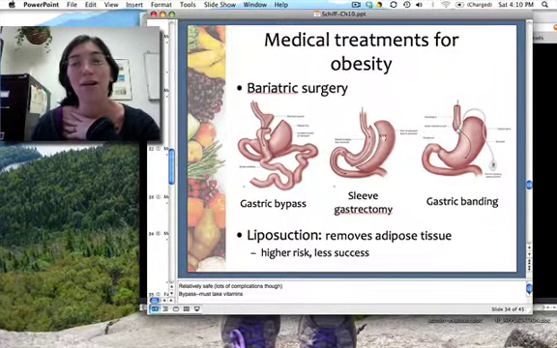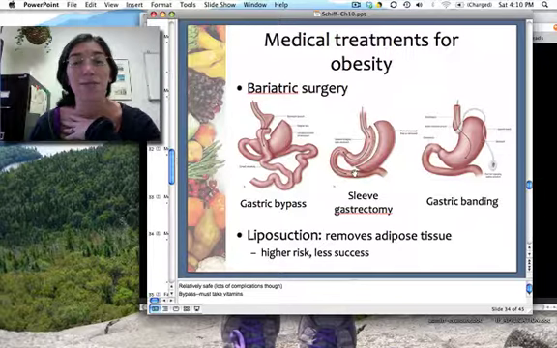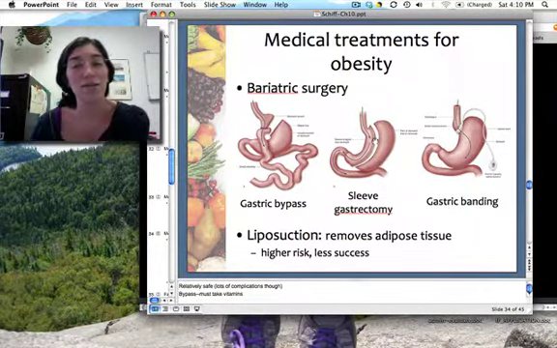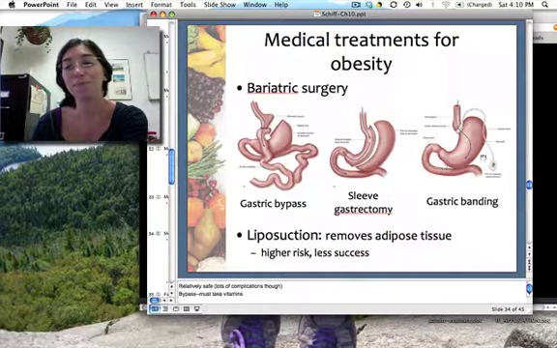The other thing about this gastrectomy is it's not reversible. The part of the stomach that's removed is physically removed and discarded, so you can't reverse this. You can technically reverse a gastric bypass, but you cannot reverse a gastrectomy.